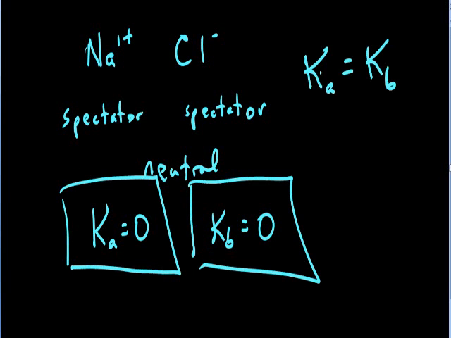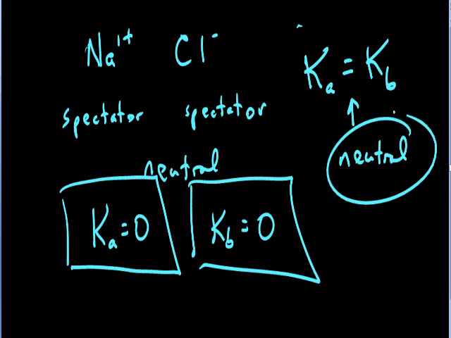In any salt, if we compare the Ka of the positive ion to the Kb of the negative ion, and they come out to be equal, that's always going to make a salt that is neutral. Take a peek at another salt, sodium fluoride.